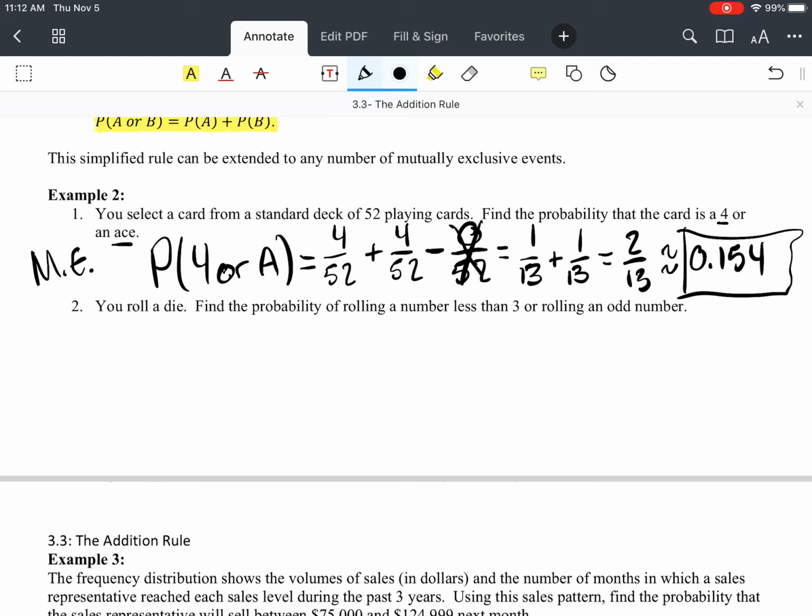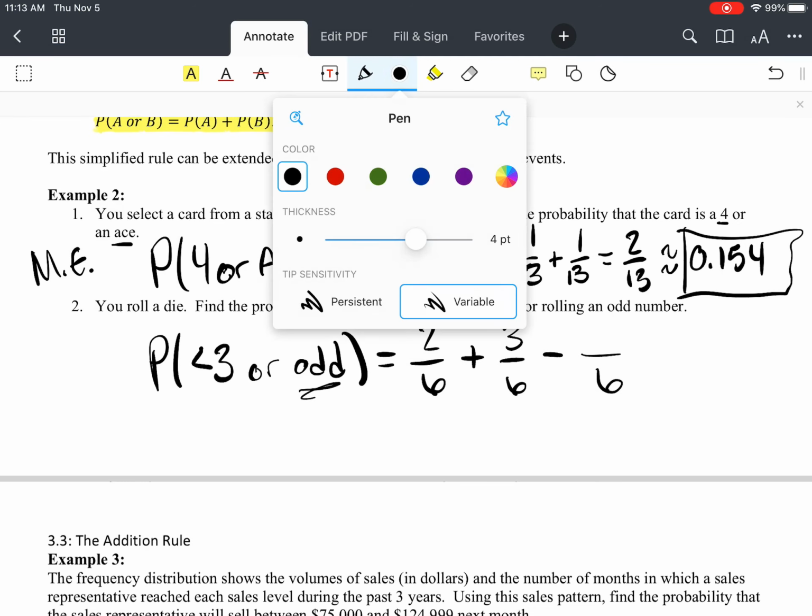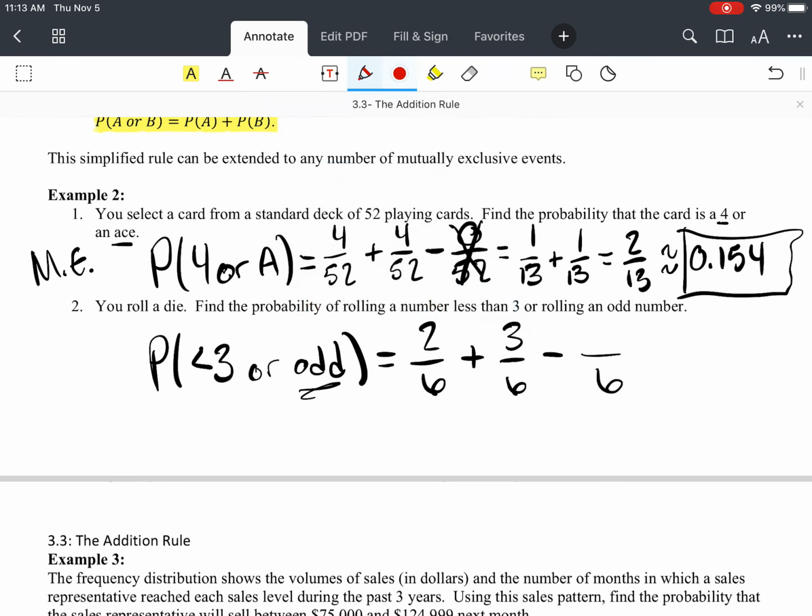Looking at part 2, it says you roll a die. We want to find the probability of rolling a number less than 3 or an odd number. So we'll say less than 3 or odd. What's the probability of rolling a number less than 3? Well, we have 1 or 2, so there's 2 possibilities out of 6, plus the number of odd numbers on our die, well, there's 3 out of 6. We're going to subtract the ones that are potential duplicates, so we have minus something over 6.